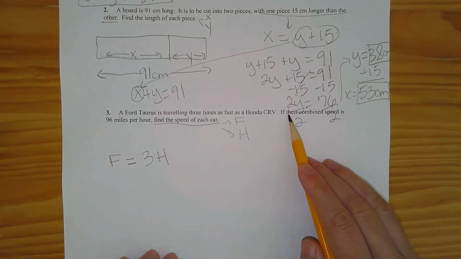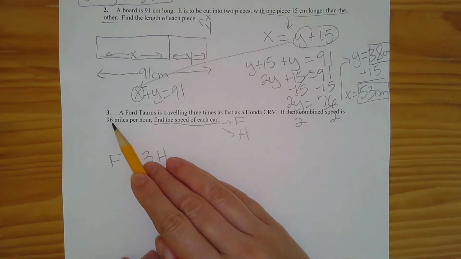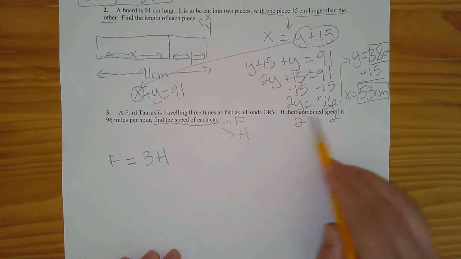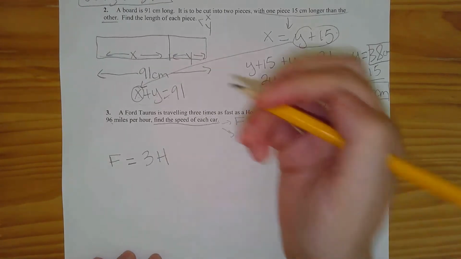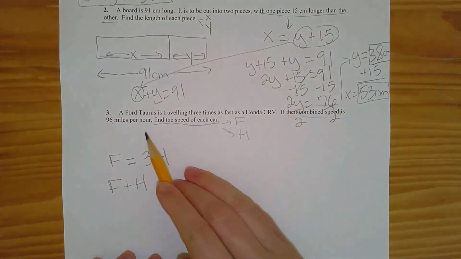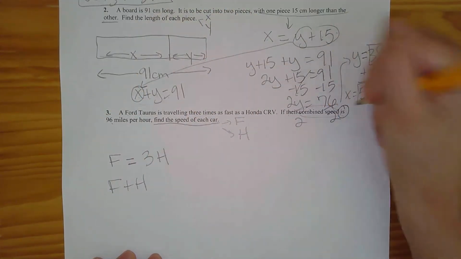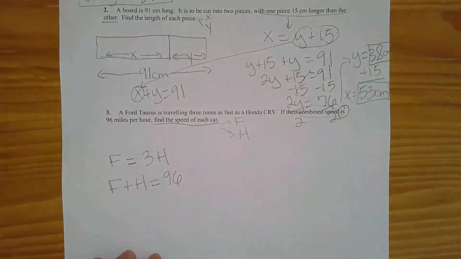I have a new sentence, so I'm going to have a new equation. If their combined speed is 96 miles per hour, so combined speed, which operation do you think that's going to be? It's going to be addition. Combined speed, so that would be F plus H is 96 miles per hour, so equals 96.